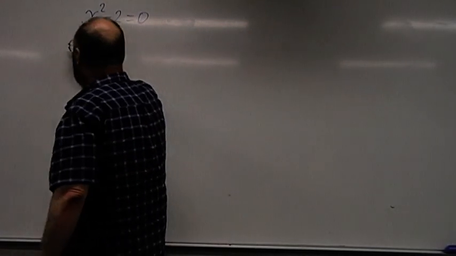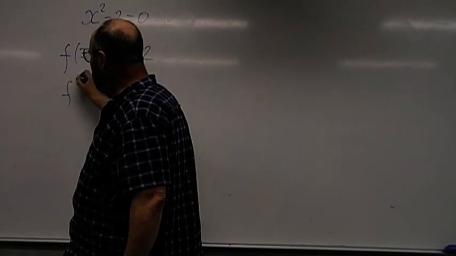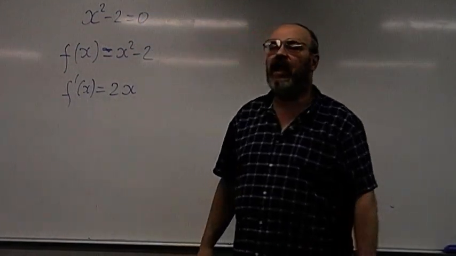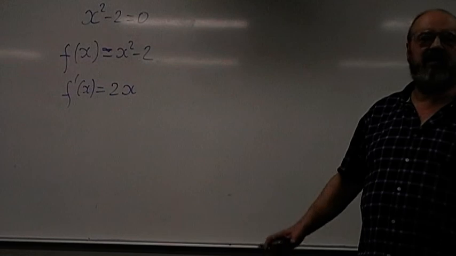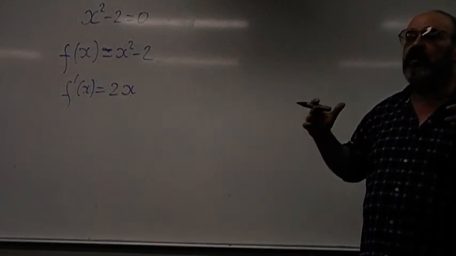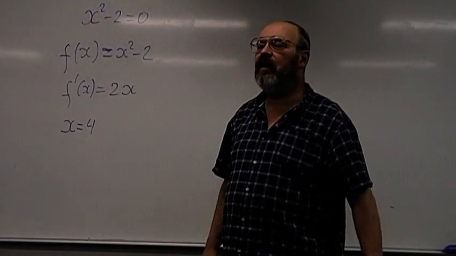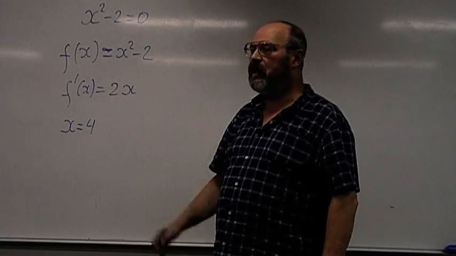And first, what we will do is consider the function f of x equals 0, so f of x equals x squared minus 2. And let's find the derivative of that function. f dash of x equals 2x. Now let's start approximating the solution. Let's take first, it's obviously not the solution, not too close, but let's take x equals 4. And let's find the equation of the tangent to this function at x equals 4.